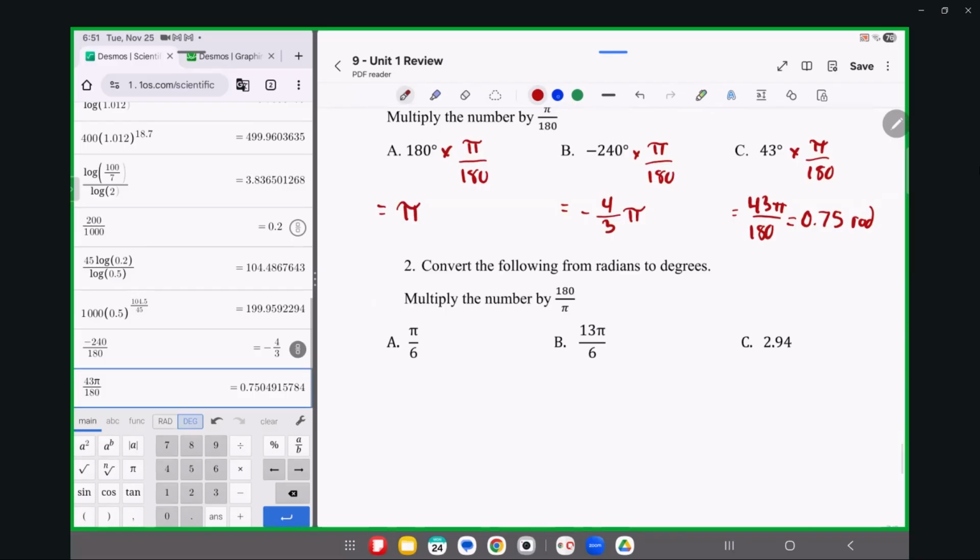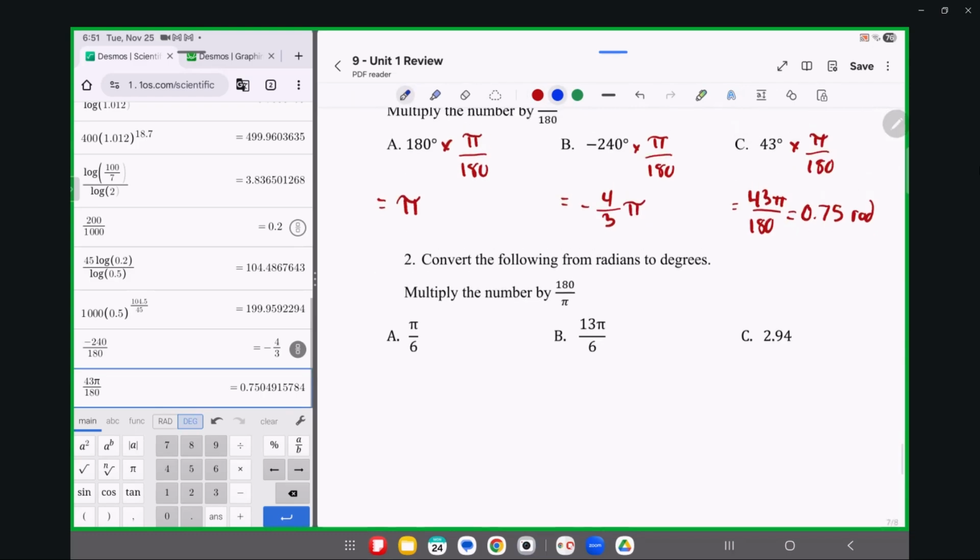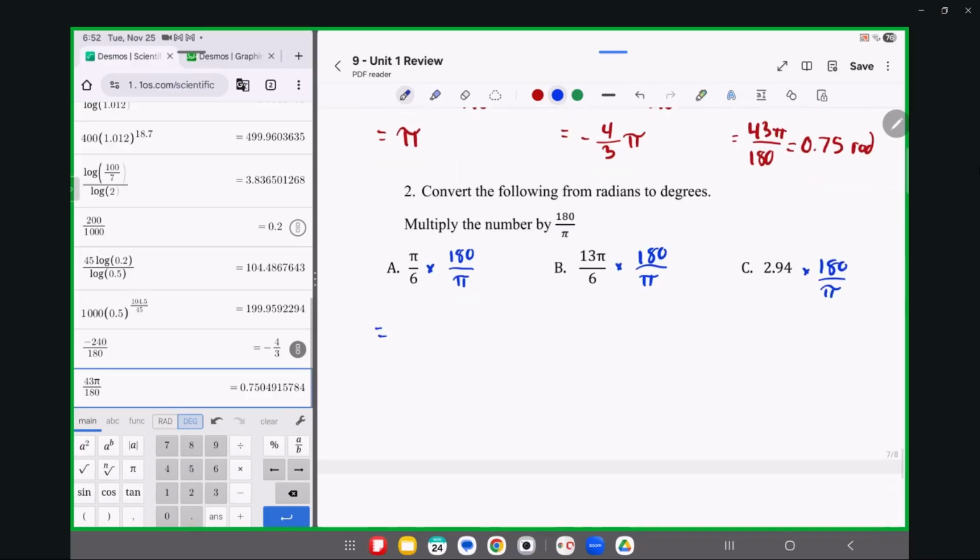To convert from radians to degrees, we multiply by the reciprocal of pi over 180, namely 180 over pi. And so we're going to take pi over 6, 13 pi over 6, and 2.94, and multiply those all by 180 over pi. And so the nice thing about multiplying by 180 with the pi calculations, because remember those are exact values, the pi just go away. So for the first one here, we just have 180 divided by 6. So that's going to be 30 degrees.